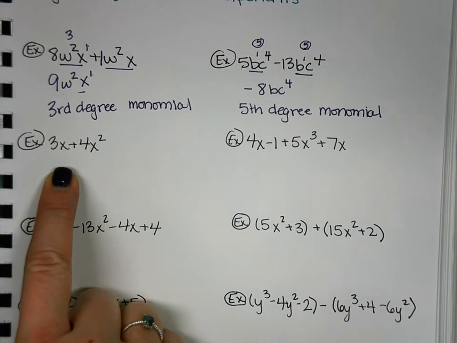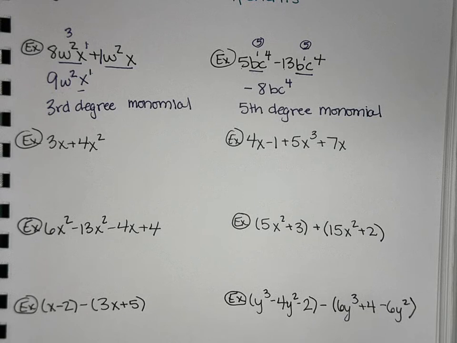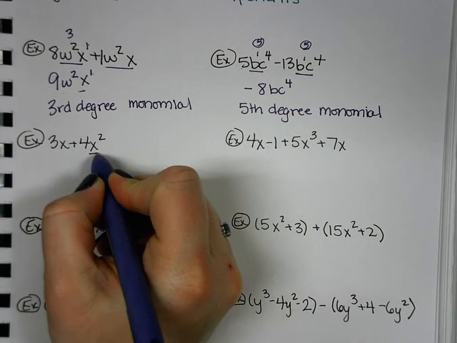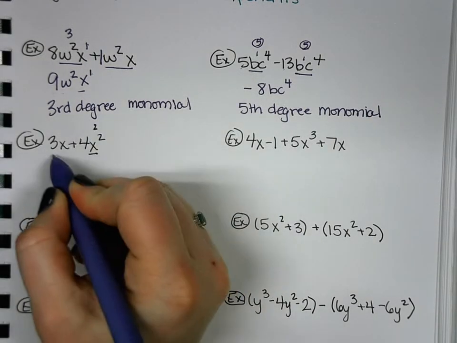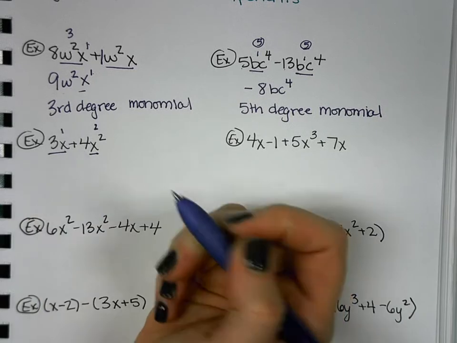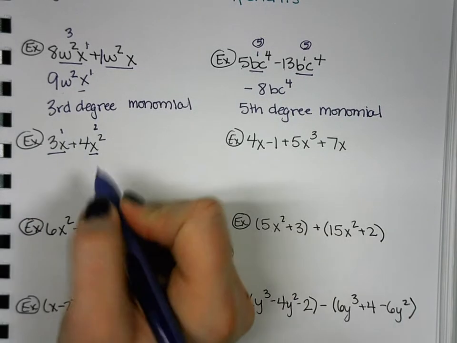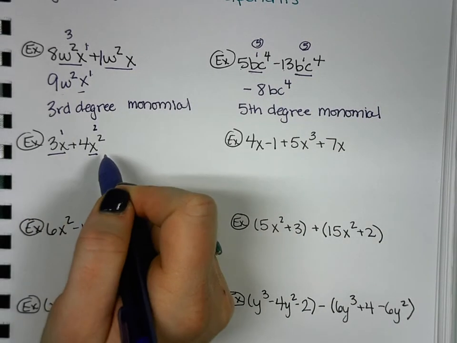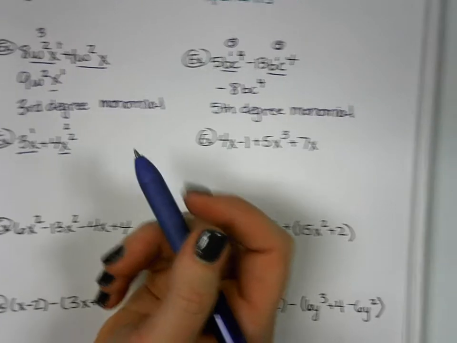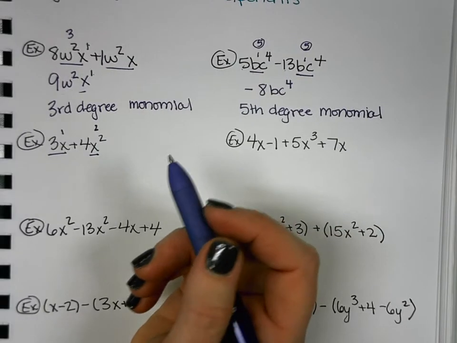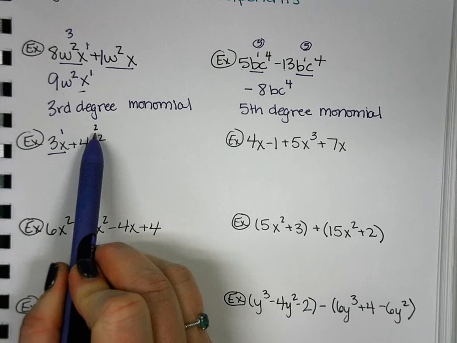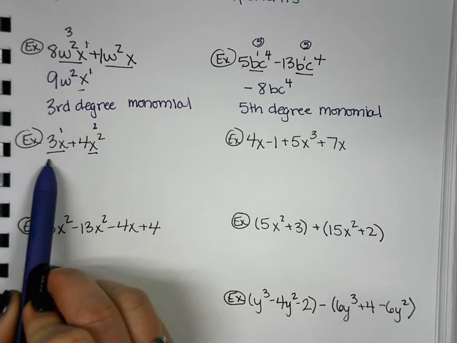No. Okay, because this has an x squared, so this is a degree 2. This one is a degree 1. Those are not like terms. So something else that we have to do is, you're going to be asked to write in standard form. Standard form is when you write it in decreasing degree. So our highest degree has to go first.